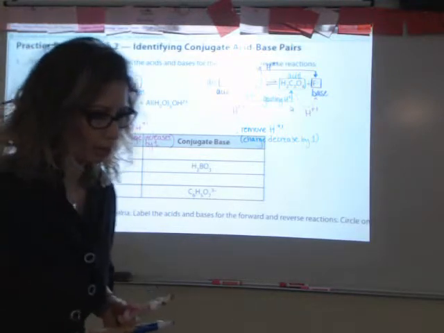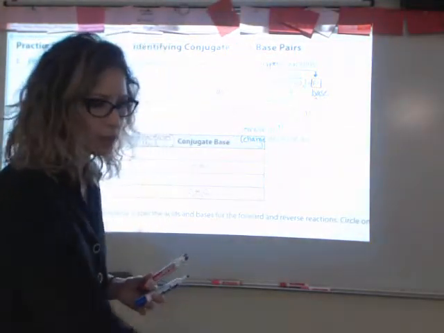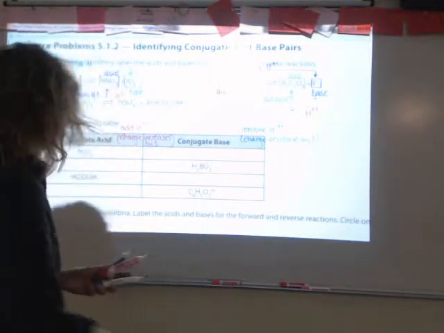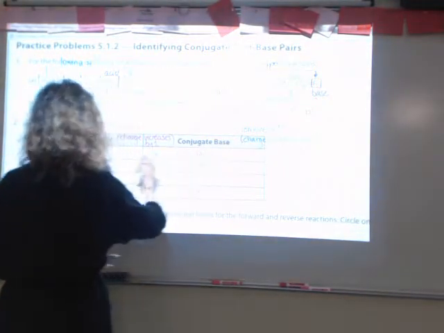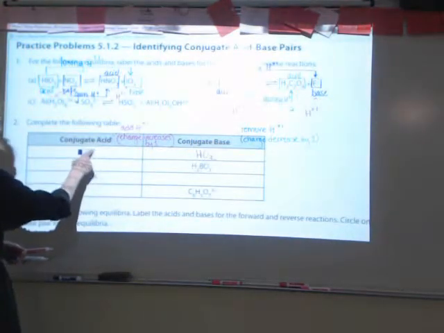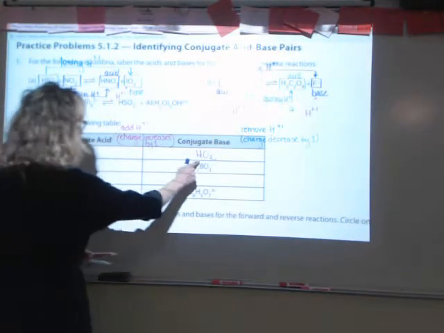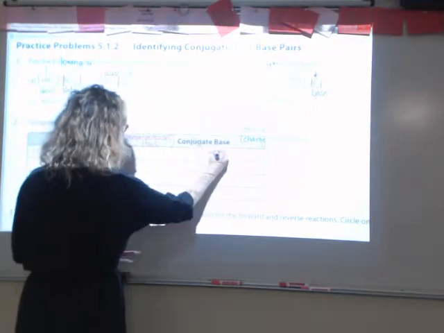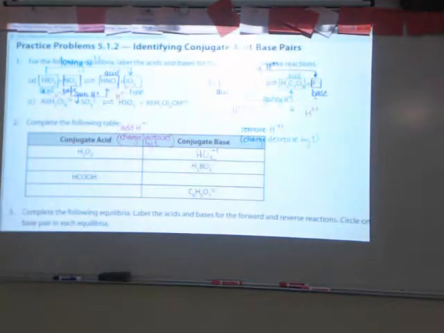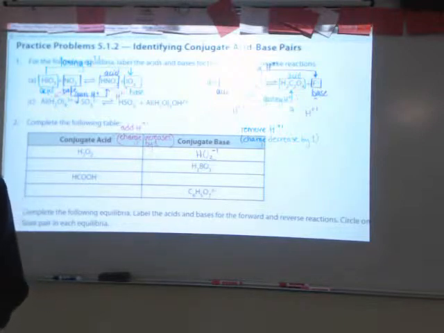If I'm starting out with H2O2 and I want to write its conjugate base, I need to remove a hydrogen ion. So that means this will become HO2. But if this didn't have a charge to begin with, and I removed a hydrogen ion, my charge now goes down by 1. So I go from 0 to a -1. Understand?